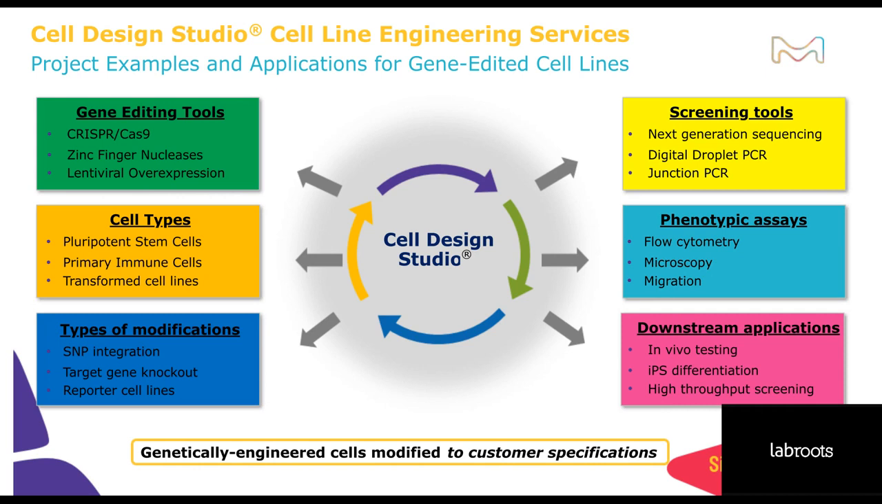We use many screening tools, including next-generation sequencing, digital droplet PCR, and junction PCR for genomic interrogation, as well as phenotypic assays, including flow cytometry, microscopy, as well as things like cell migration in a dish. And the cells that we engineer can be used for any downstream application, including in vivo testing, IPS differentiation, and high-throughput screening, to name a few. But at the end of the day, what we do is we genetically engineer cells that are modified to our customer specifications.